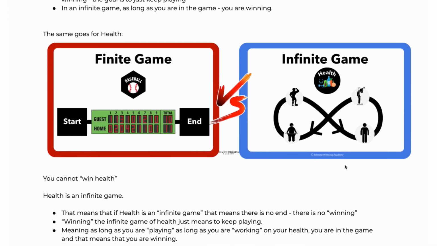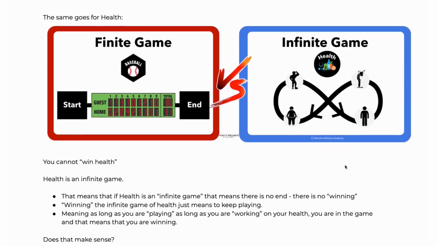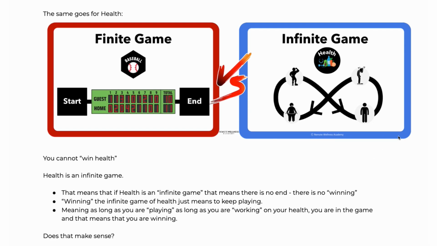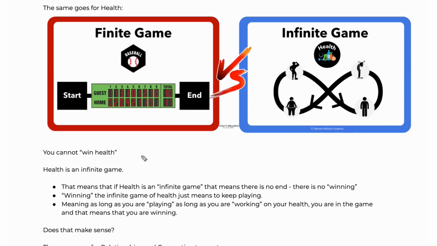Let's look at the infinite game of health when compared to the finite game of baseball, okay? You cannot win health. You need to understand this. Health is an infinite game. And so that means that if health is an infinite game, there is no end. There is no winning to the game of health. Quote unquote, winning in the game of health is just about keep on playing. And so meaning as long as you are playing, as long as you are working on your health, you are in the game and that means that you are winning. Is this starting to make sense?